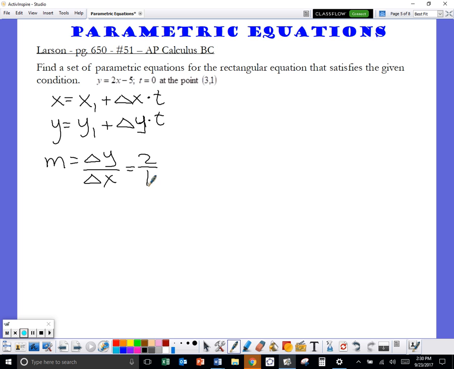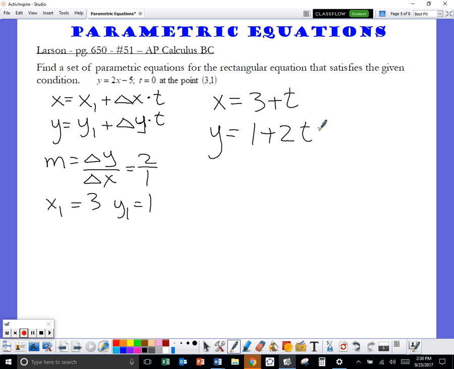From the point that they give us, x sub 1 is 3, and y sub 1 is 1. And simply plug these in. X is equal to x sub 1, which is 3, plus delta x, which is 1, t. Y is equal to y sub 1, which is 1, plus delta y, which is 2, t. This is one set. And it definitely has the initial point 3 comma 1. When t is 0, x is 3, and y is 1. And that's as simple as it gets.